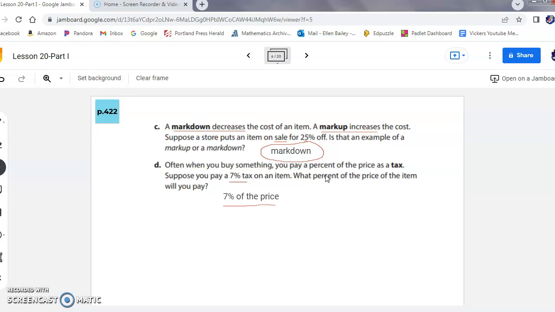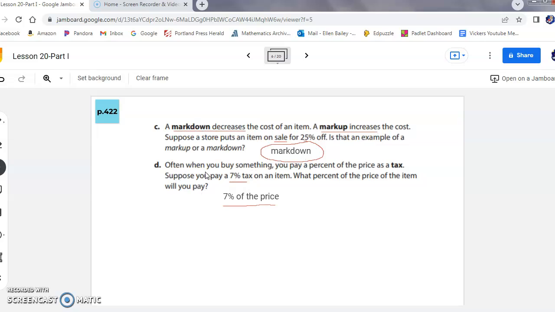All right, let's look at C and D now. So letter C says, a markdown decreases the cost of an item. That should make sense if you think about it. Decrease, down. A markup increases the cost, right? Up, increases, right? Pretty easy. Suppose a store puts an item on sale for 25% off. Is that an example of a markup or a markdown? So markdown, of course, since it is 25% off.